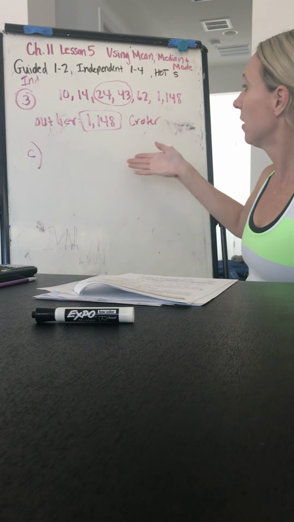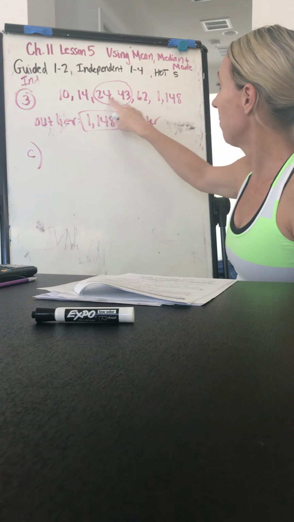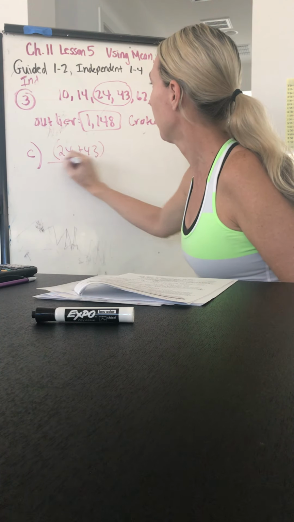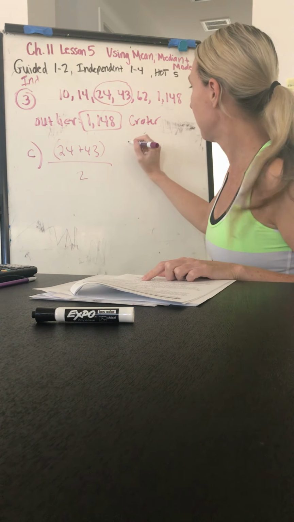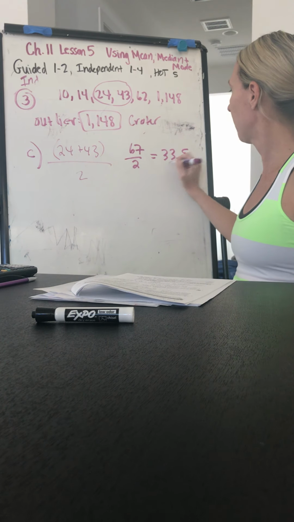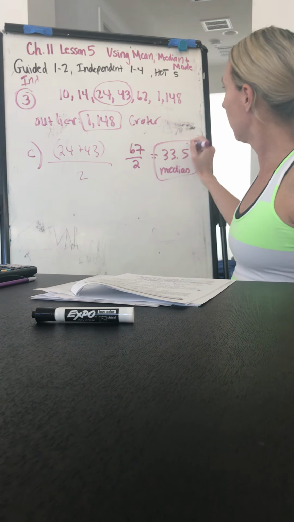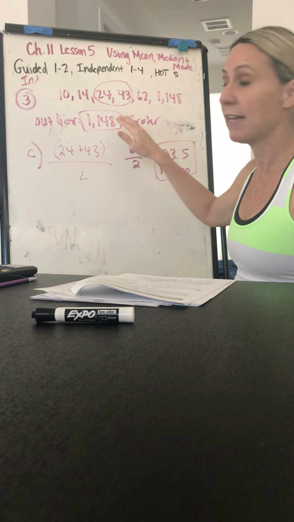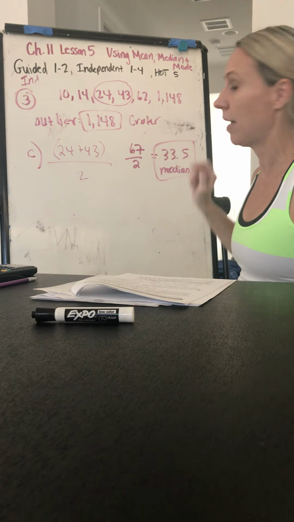Now on here, I feel like the best way to describe this would be the median. So I'm going to do 24 plus 43, and I'm going to divide that by 2. And I get 67 divided by 2, which is 33.5. And that's the median. I feel like that's the best way. And the reason why is because there's no mode, nothing repeats, and there's an outlier, which would eliminate using the mean. Therefore, I would use the median.